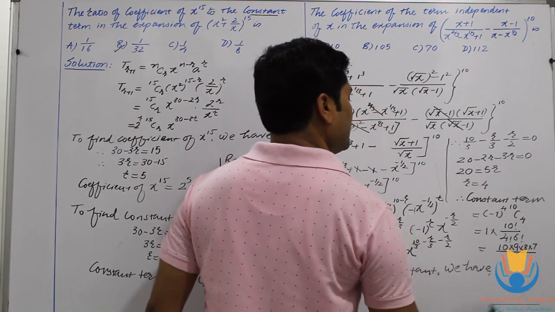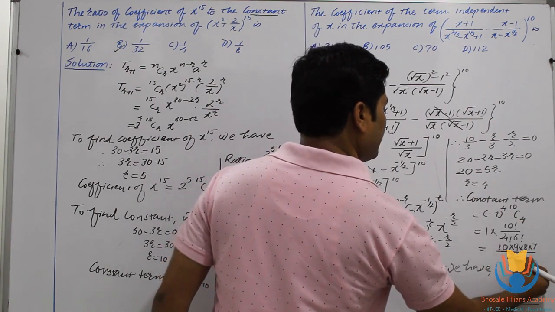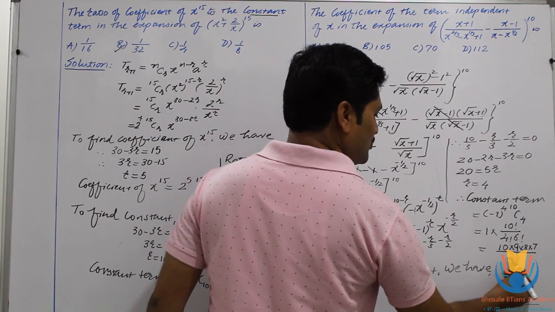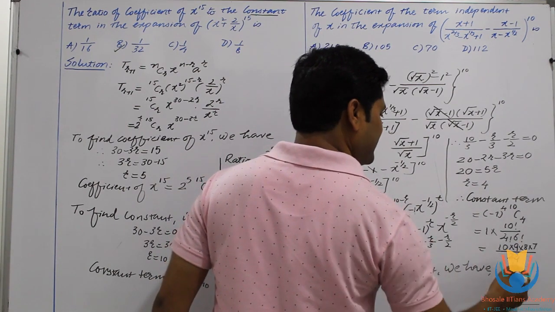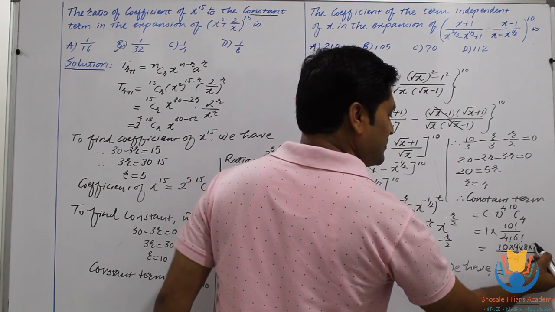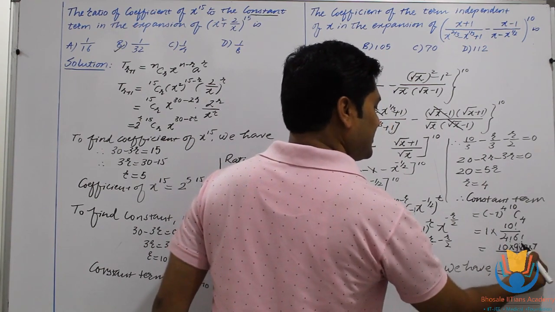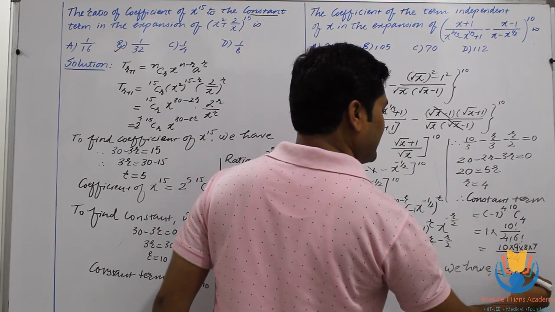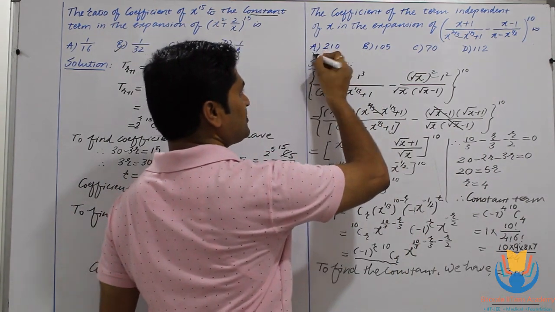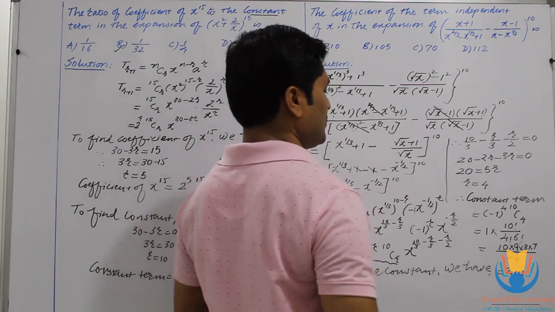The value of 4 factorial is 24. So 9 8s are 72. So 24 ones are 24, 3s are 72. That means we are left with 10 into 3 into 7. That means 10 3s are 30, 30 7s are 210. So here you can see from the options, A is the correct one.